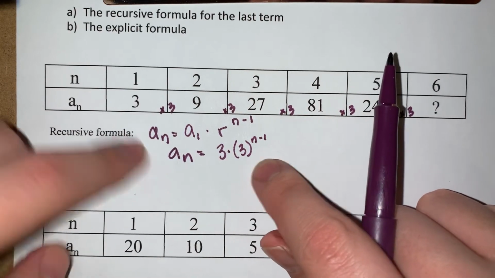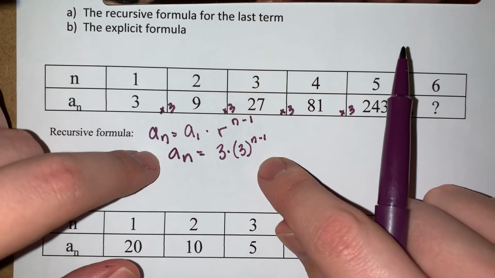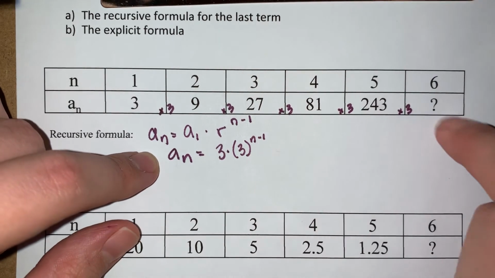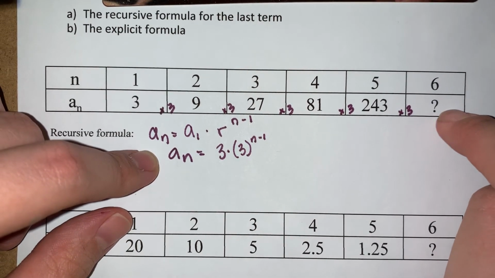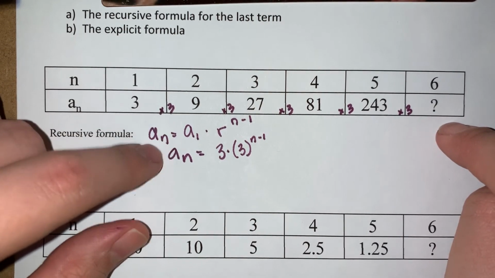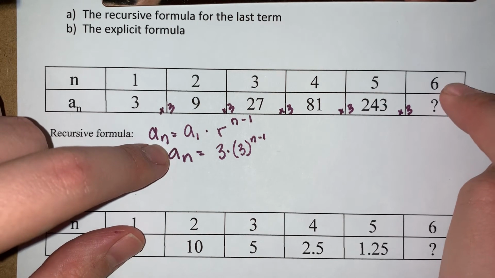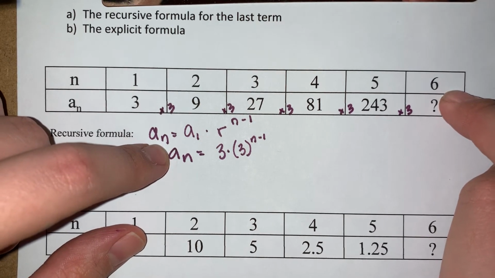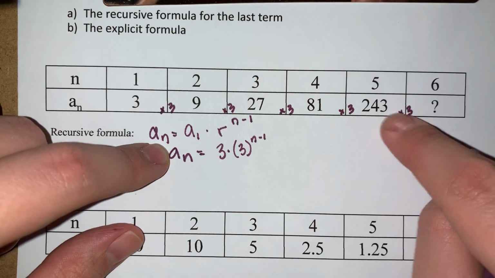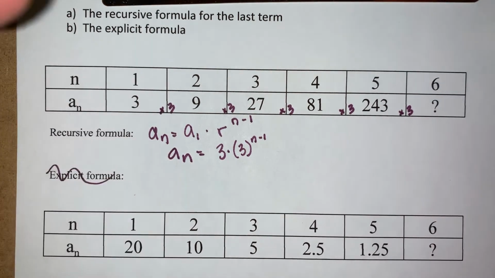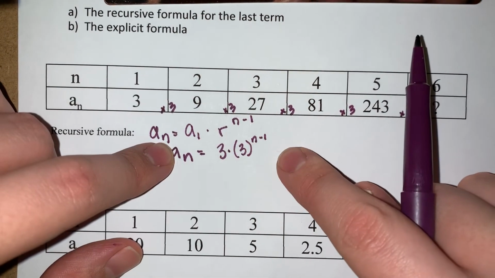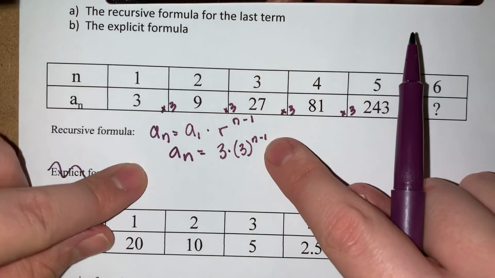So this is basically my standard formula. But if I were to try to find this question mark, this missing value, I could use this formula, and for n, I would plug in 6. Now you may see that, okay, I can just do 243 times 3 in my calculator and find it. That's a way to do it. But if you had to use the formula, then you would just use 6 for n.